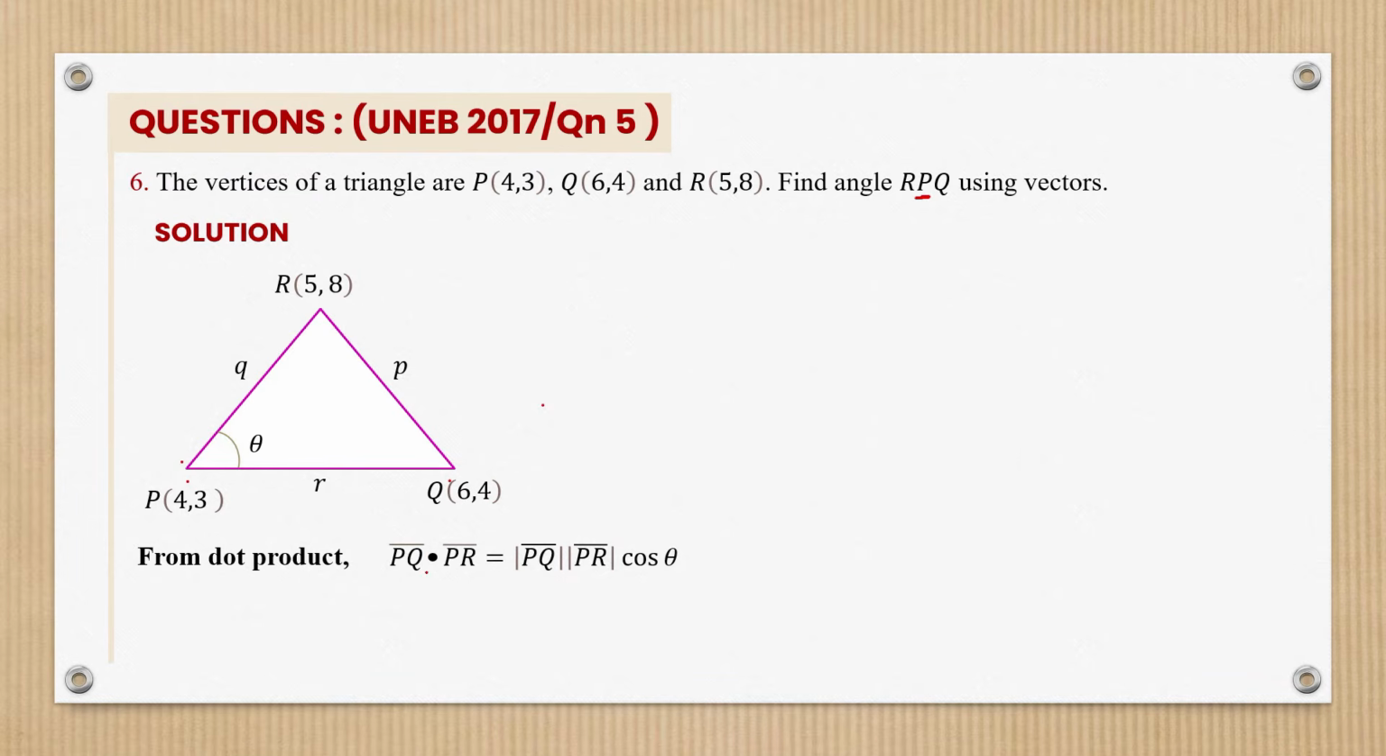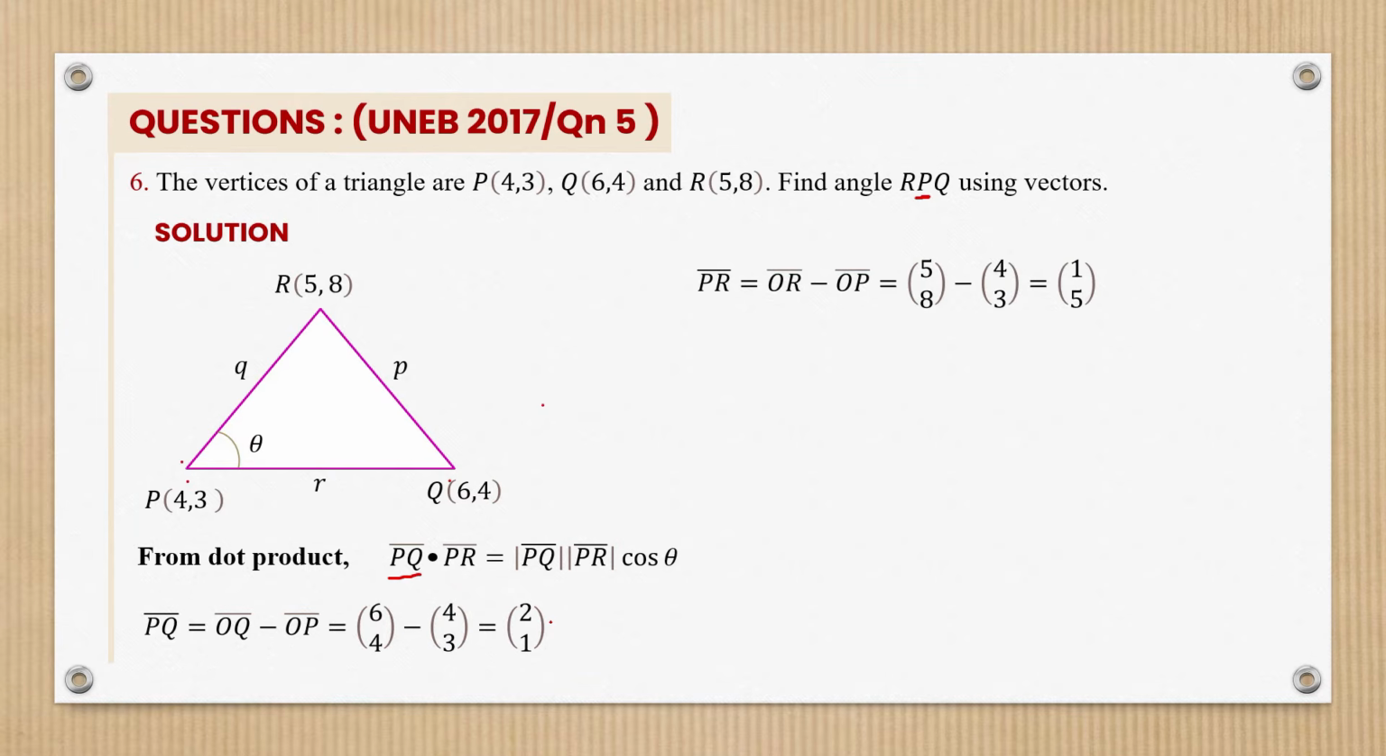So that's why we have PQ dot PR equal to the magnitude of PQ times the magnitude of PR times cos theta. Now PQ can be found from Q minus P, which is the same as OQ minus OP, and the answer shall be (2, 1). Then PR can be found as OR minus OP, which shall be equal to (1, 5).